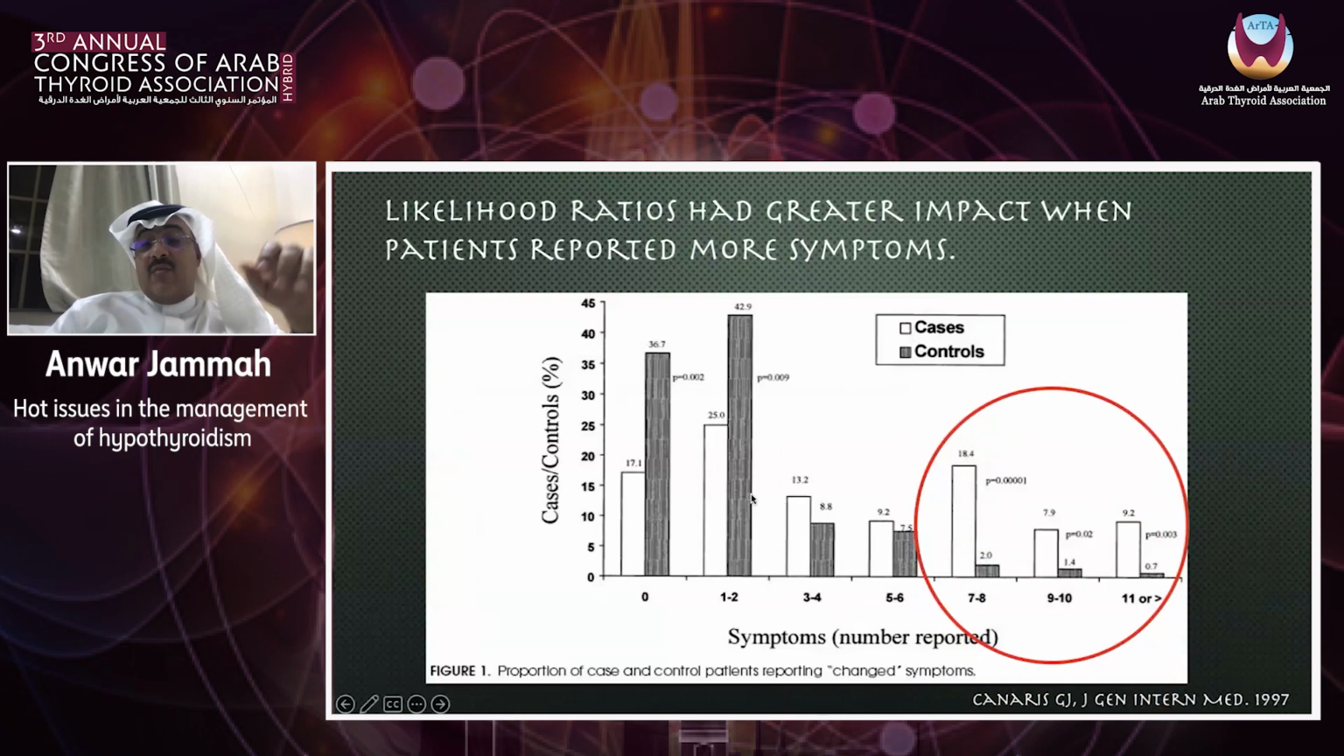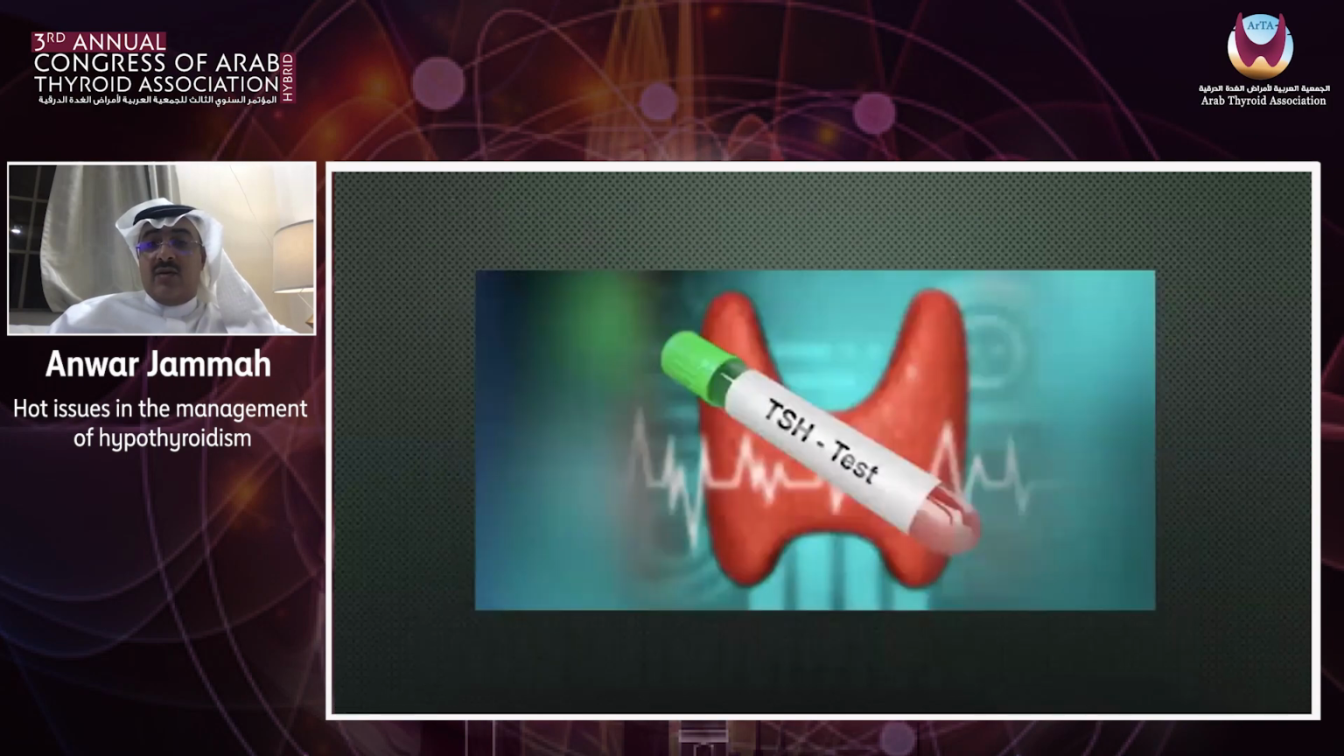And if you have a lower number of symptoms, the control population has a higher percentage of having 1 or 2 or 3. Once you have more symptoms, patients start to have differentiation, and you have a higher likelihood ratio of diagnosis of hypothyroidism.